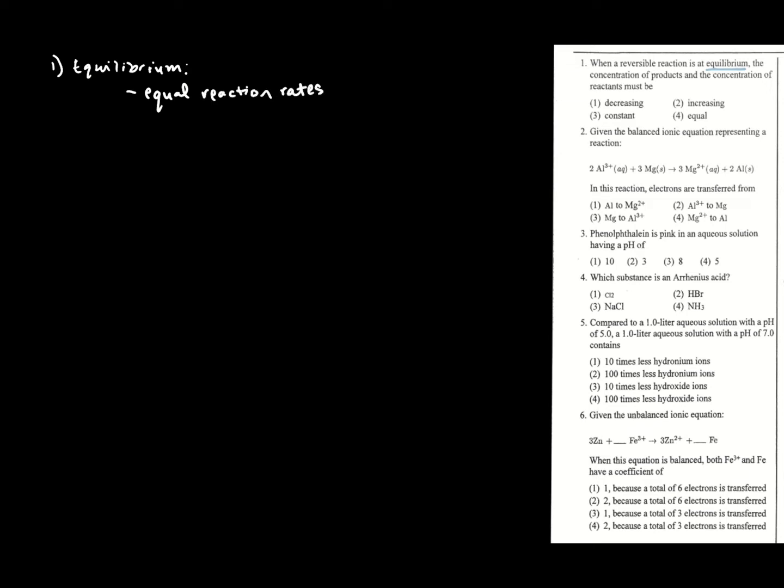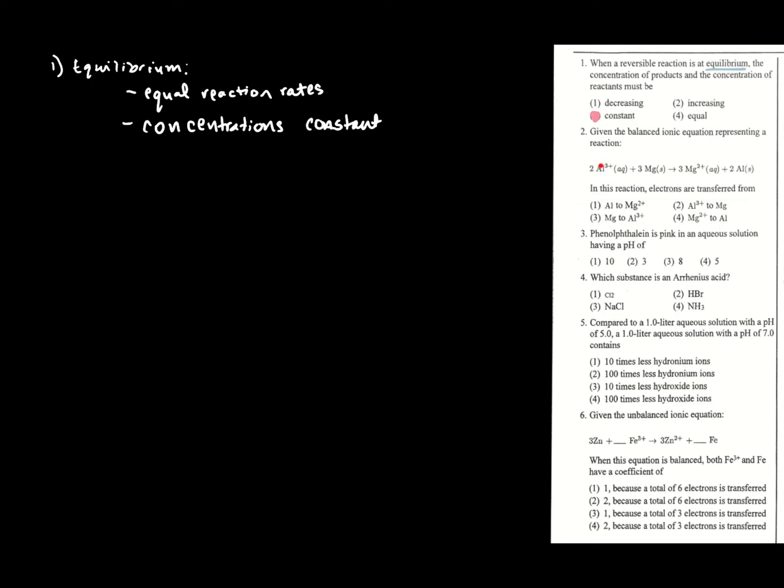And then the other part, which the question is asking about, is that concentrations, they don't necessarily have to be equal, but they must be constant. So that's the other key thing about equilibrium. Concentrations are constant. Not equal, but constant. You can still have more products versus reactants, but as long as they're being made and used at the same constant rate, then we have equilibrium, okay?